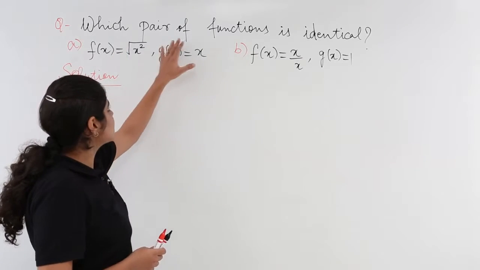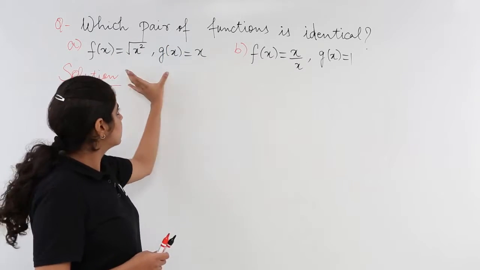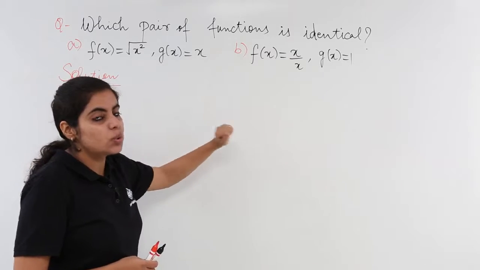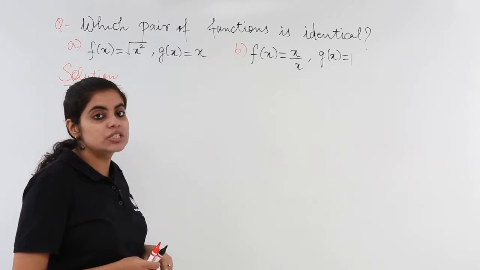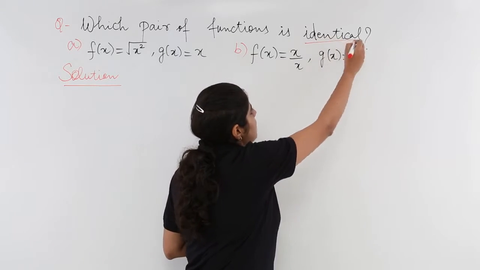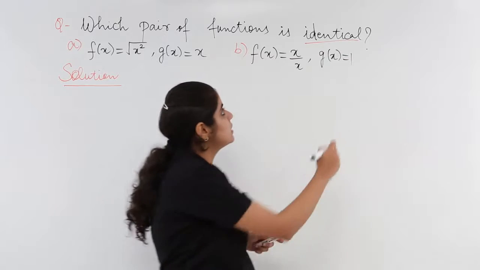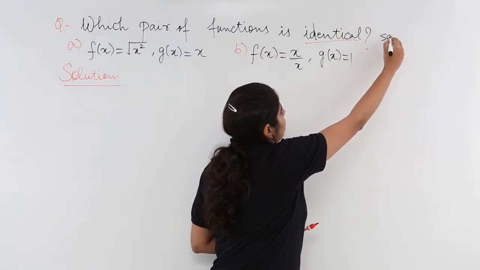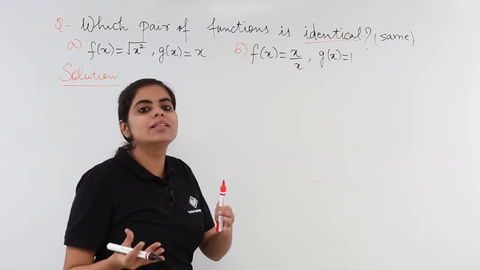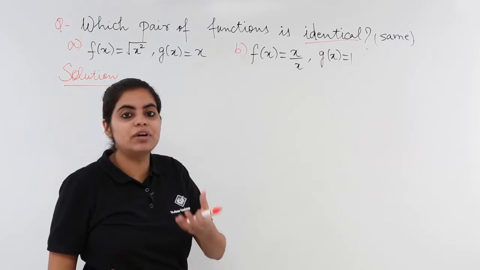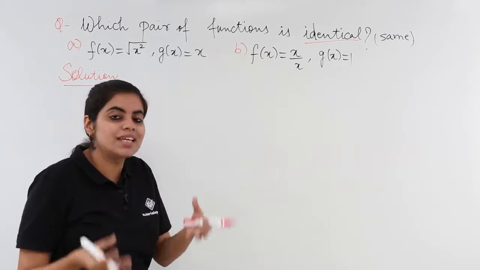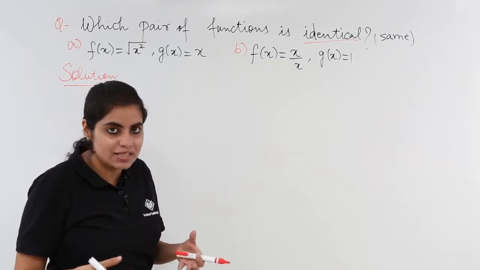The question asks which pair, this pair in A part is the first one and this is the second part. So which pair of these two functions is identical? What do we mean by identical? Otherwise, in the English language, identical means similar or same. We say that two twins are identical. We say that one red bag and the other red bag of the same company, of the same size, of the same price are identical.